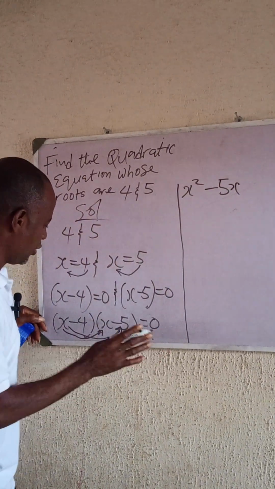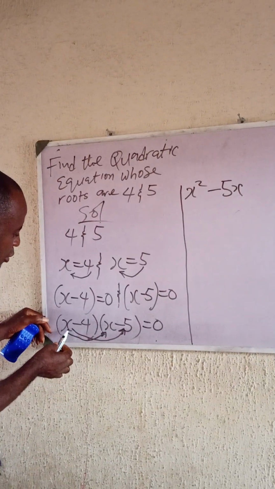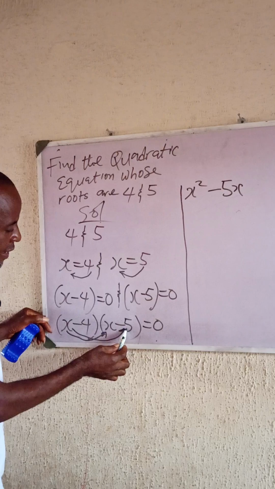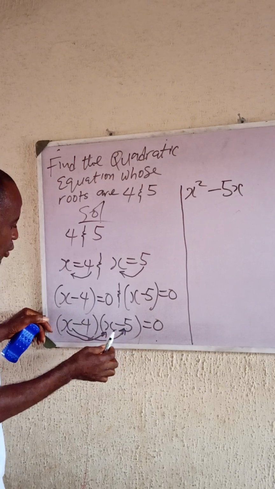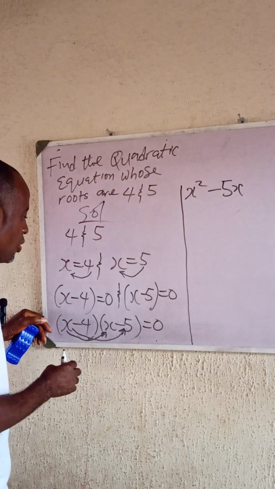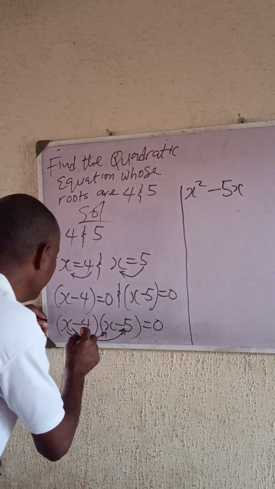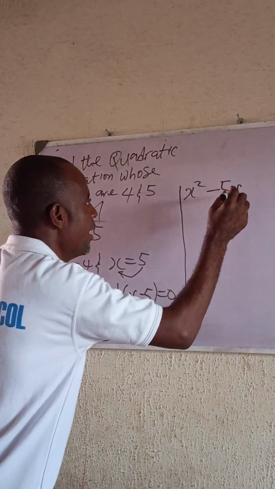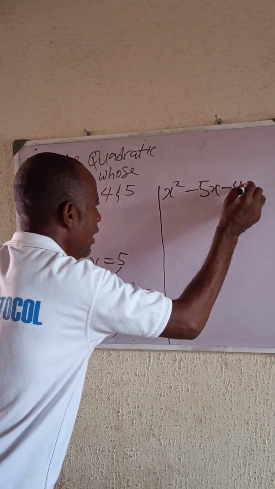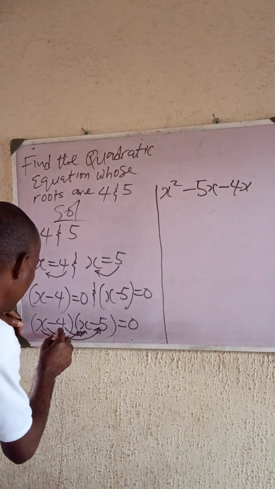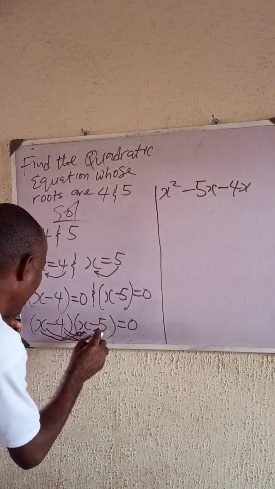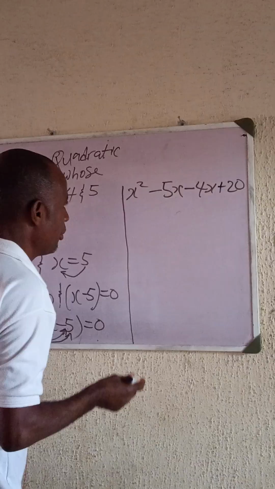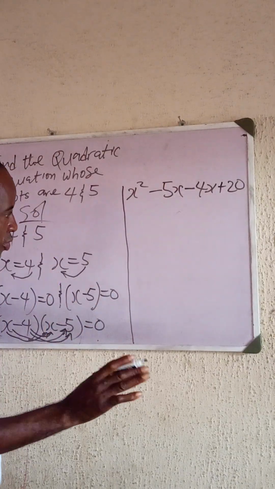Look at it, don't be confused. It turned to minus because this x is assumed to be positive. It's multiplying this 5, and 5 here is negative, so the sign changes. You understand? So we are done with that. We come again. We say minus 4 times x is minus 4x. You understand? Minus 4 times minus 5 is plus 20, because minus times minus is plus.